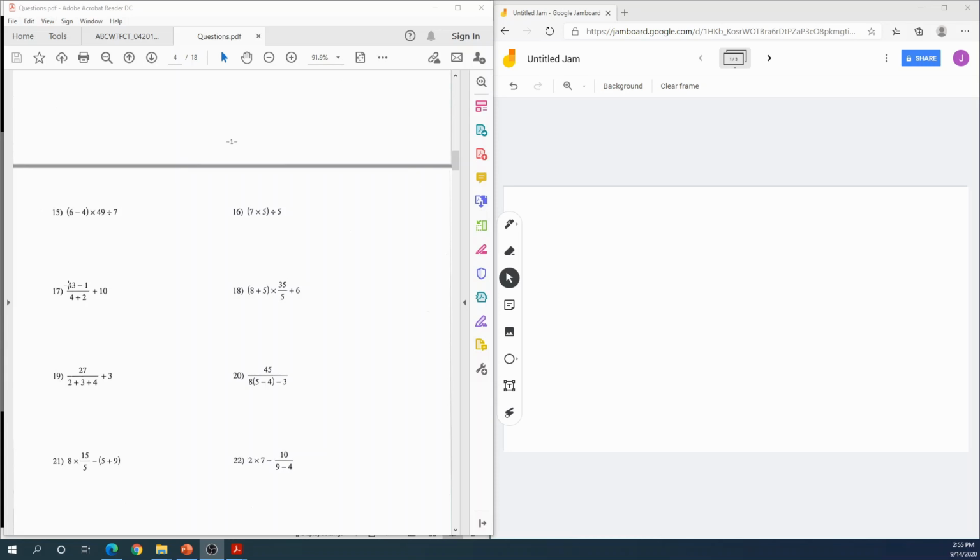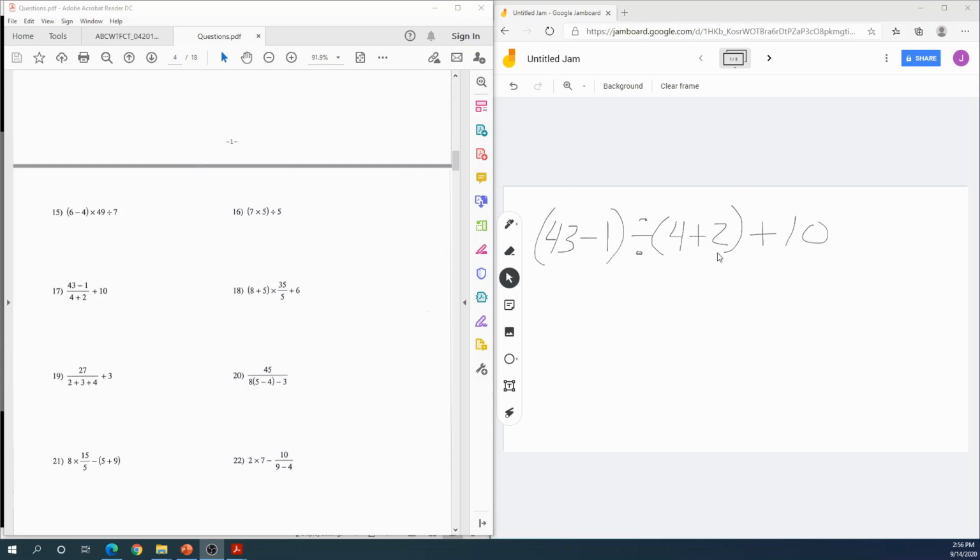So instead of saying 43 minus 1 divided by 4 plus 2, let's write it out like this. We have 43 minus 1, divided by 4 plus 2, plus 10. The way I've written this here is the same way they have it written over on problem number 17. This just shows the concept of PEMDAS a little bit more clearly. They both equal the same thing.